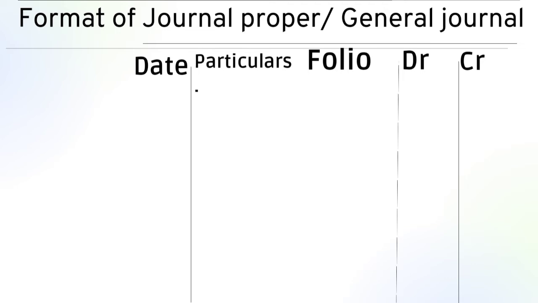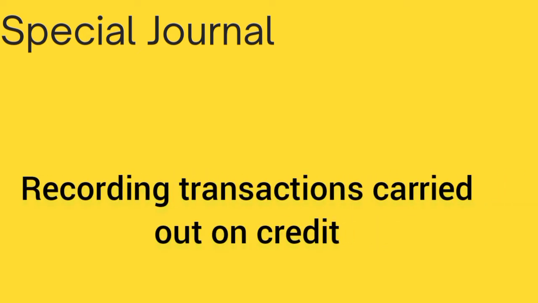Now look at the format of journal proper. It begins with the date, particulars, folio, debit, and credit. In other words, the format for this kind of journal must begin with the date, followed by the particulars, the folio, debit, and credit. Now, special journal is a journal used for recording transactions carried out on credit.